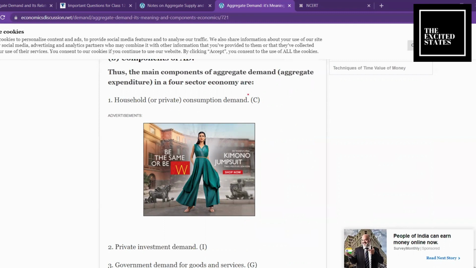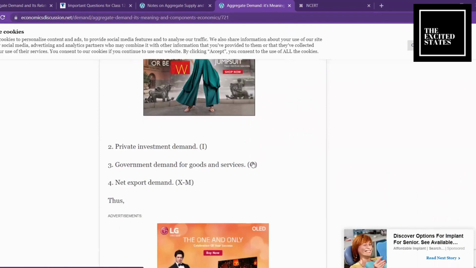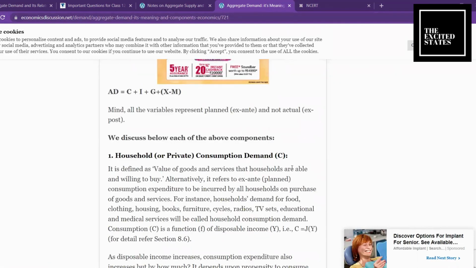Yes, ma'am. This C is for household, the consumption we are doing in purchasing goods and services. This C is for that only. And where does this I come from? This I is for firms, for producers. Okay? Or private investment. Even if we are investing in creating new assets, or investing in something, this investment, this I, comes from there only.